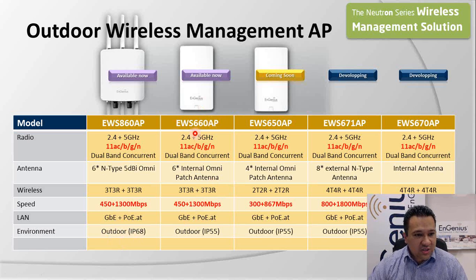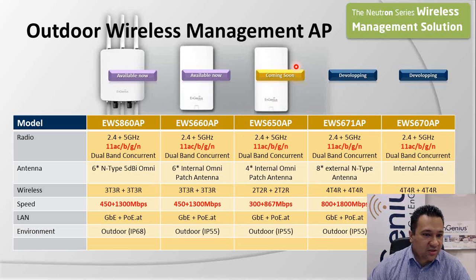I'd like to mention that the 660, and also the 650, have an internal antenna, but it's still omnidirectional. Don't be confused because of the design that looks like a directional antenna. Actually, this device is still omnidirectional if you talk about the antenna. Like I said, these two are available currently.